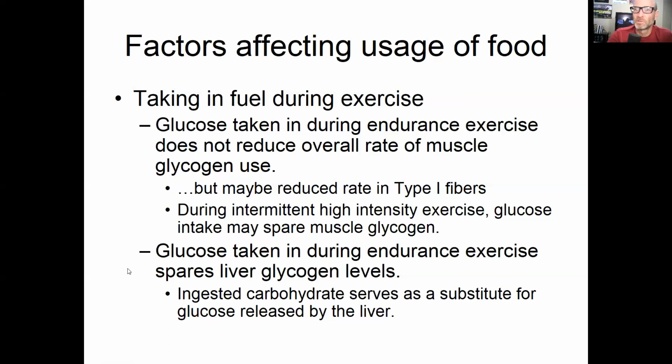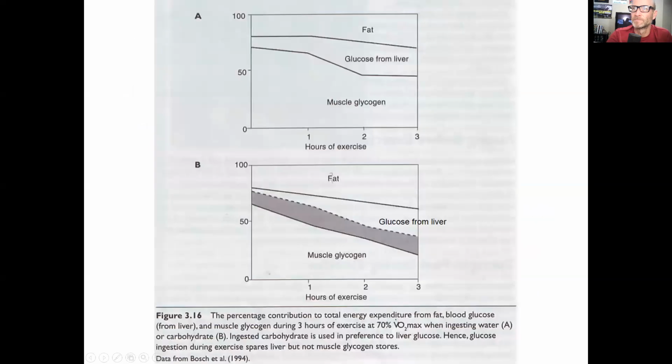Glucose taken in during endurance exercise spares liver glycogen levels, which is important. If you're sparing liver glycogen levels, then your liver will still be able to release glucose into the bloodstream throughout the duration of exercise. So in essence, ingested carbohydrate serves as a substitute for glucose released by the liver. And that could be a good thing, okay? Because then your liver maintains a level of glucose that you can tap into near the end of a race if you're not able to take something in.